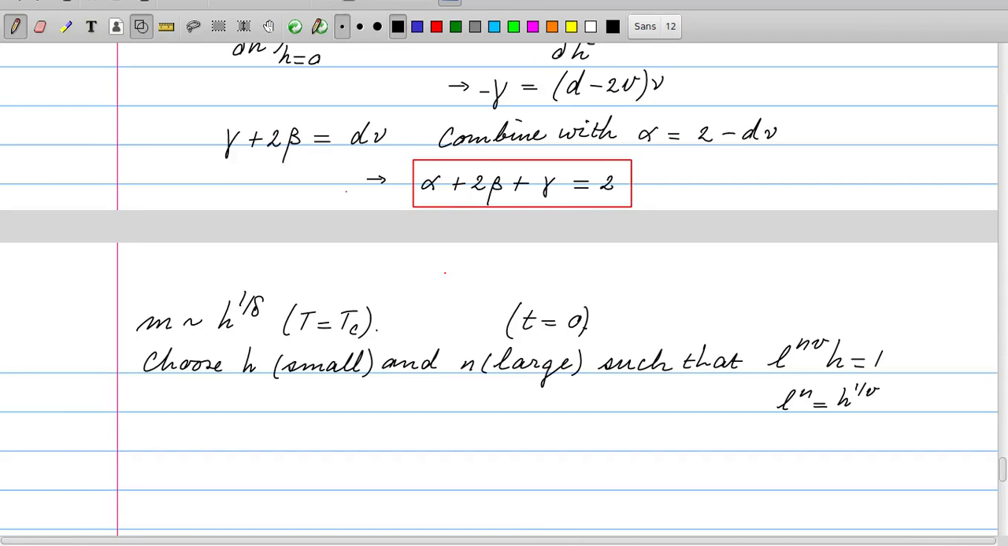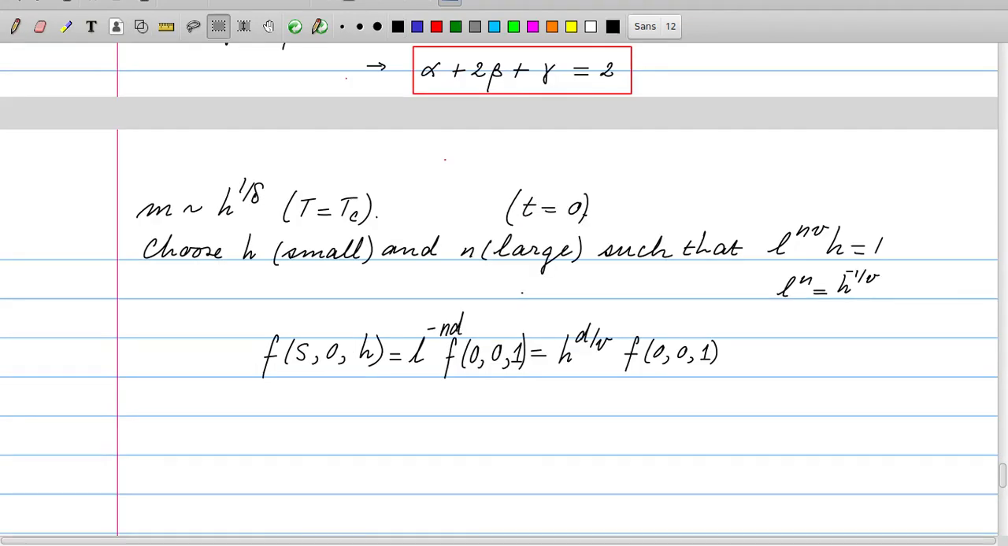And the fact that we are at the critical point tells us that we should take t equal to 0. Now t is equal to 0, so we should do something with the field. We choose the field value small, and we use the number of iterations, the number of renormalization transformations n, large, such that L to the power n v_h, that's the last argument of the free energy per site, is equal to 1. In other words, L to the power n should be h to the power minus 1 over v.